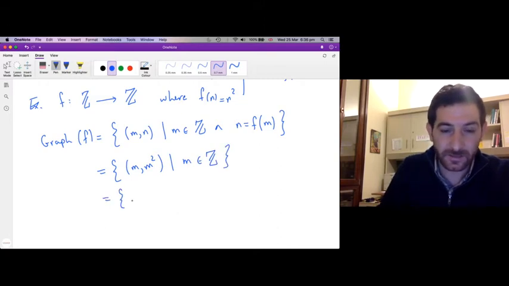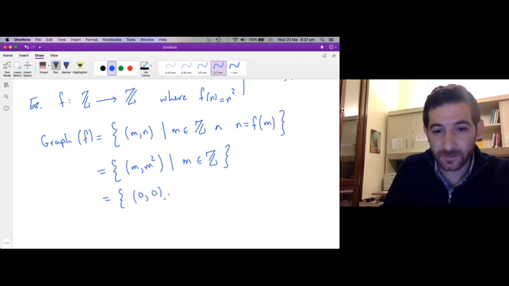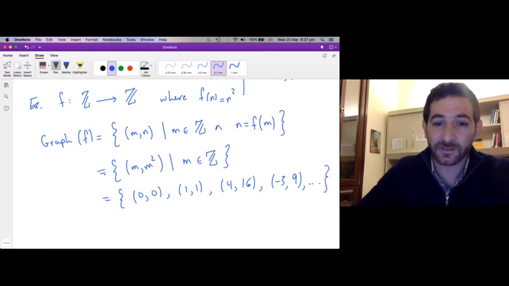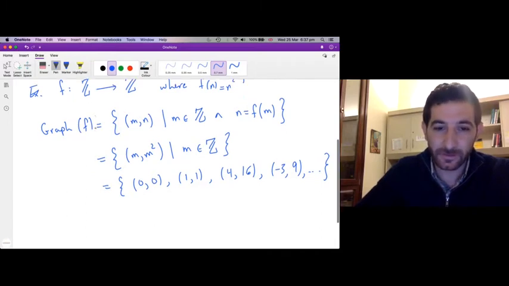So let's list some elements here. We have, if m is 0, 0 squared is 0. This is one element. 1, 1. Okay, 4, 16. Negative 3, 9. And so on. So this is the graph of this function. Again, the graph of a function is the set of pairs where the first element is in the domain and second element is the image of the first element under the function f. Okay.